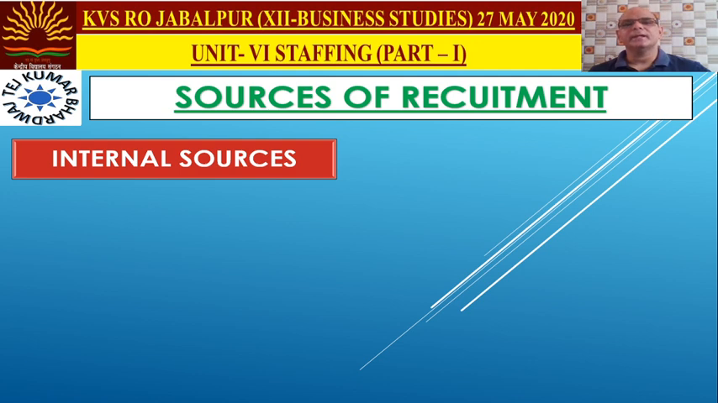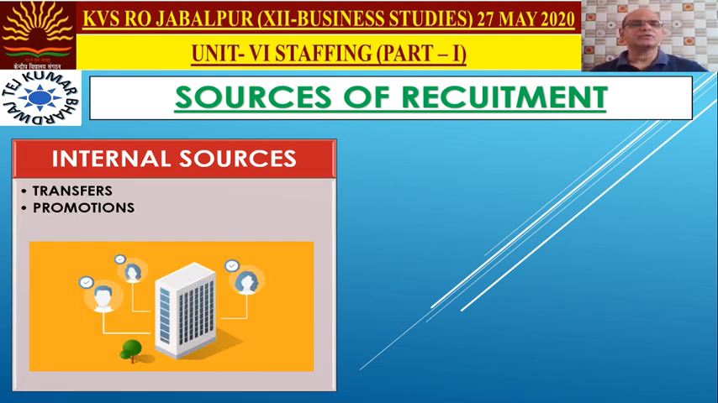Sources of recruitment. Internal sources. Internal sources basically include transfers and promotion. Internal sources means to choose or to fill the vacant post within the organization, not to bring the workforce from outside the organization, but to adjust the workforce within the organization, and this adjustment can be done through transfers or through promotions. Transfers may be including promotion or excluding promotion, means transferring at the same level or transferring with promotion at a higher level to a different place.